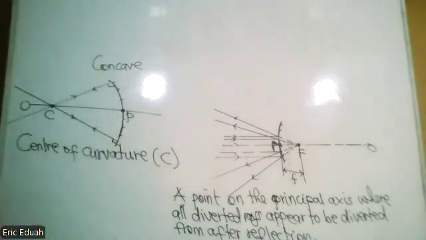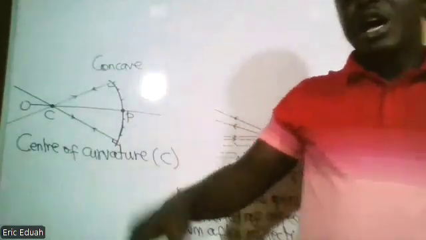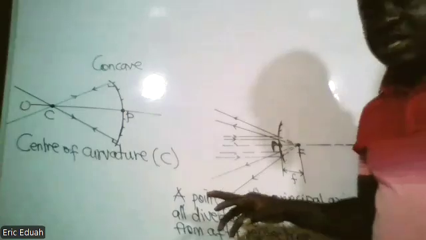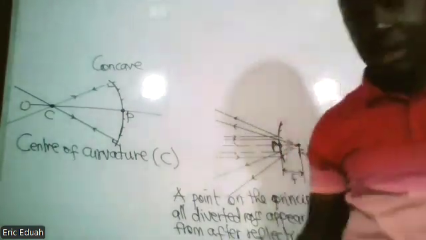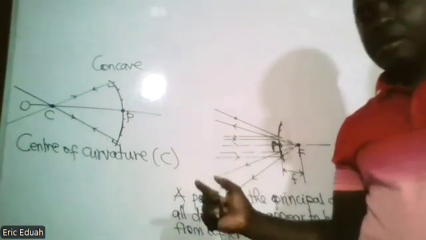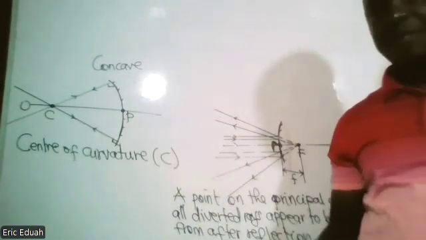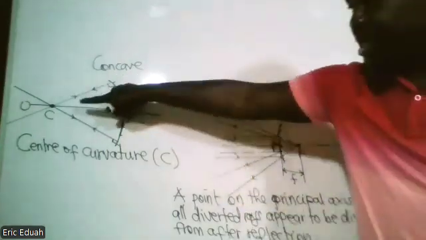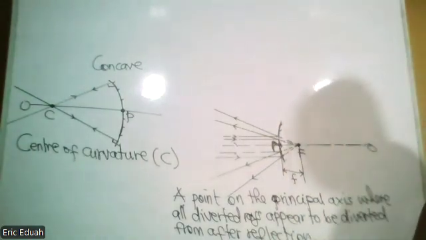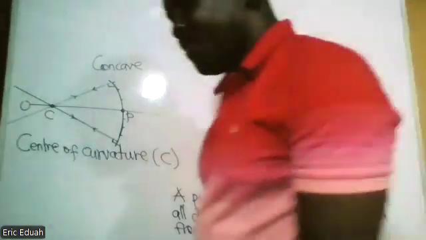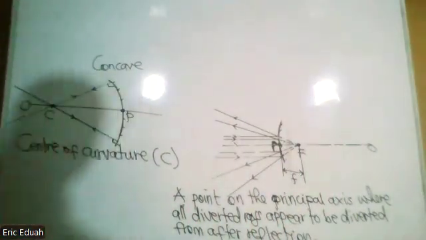So we define the center of curvature of the mirror, here concave, as a point on the principal axis where rays that are incident on the mirror normally, here we are referring to perpendicularly, pass or converge after reflection.